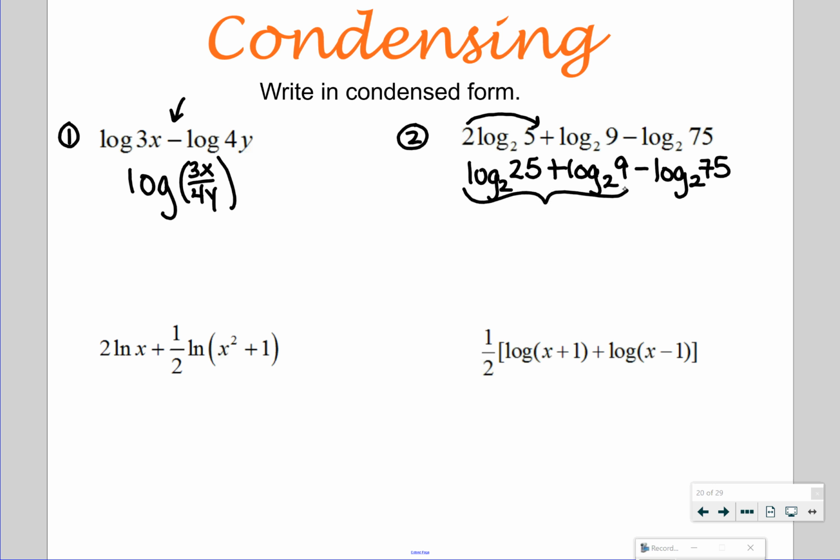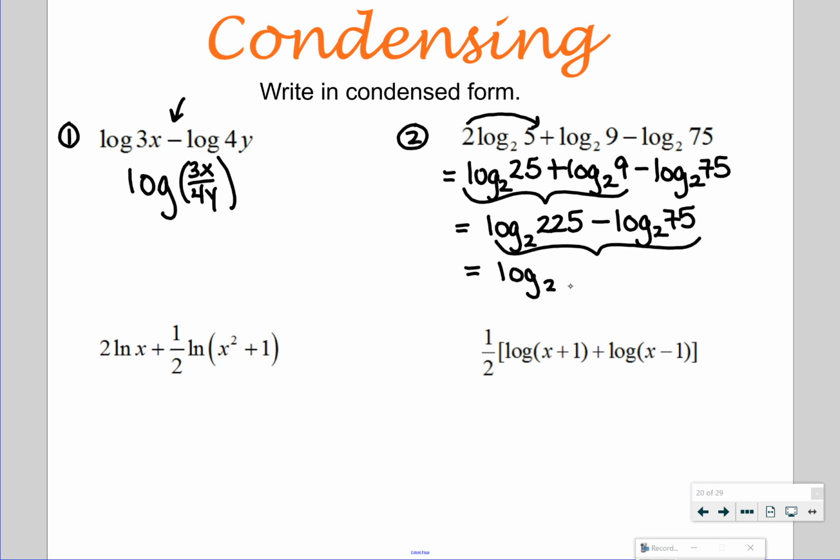our properties tell us that we're going to multiply those logs together to condense them. So we're going to keep it a log base 2, and we're going to multiply 25 times 9. 25 times 9 is going to give me 225. And I'm going to bring down my log. There we go. And then finally, to condense these two logs together, I have subtraction.